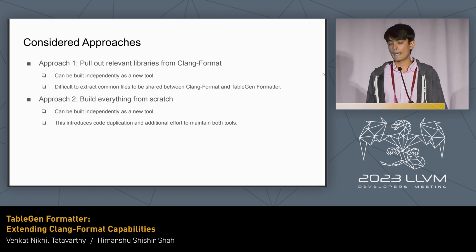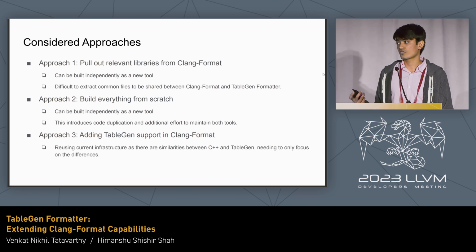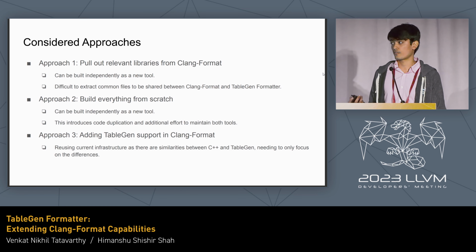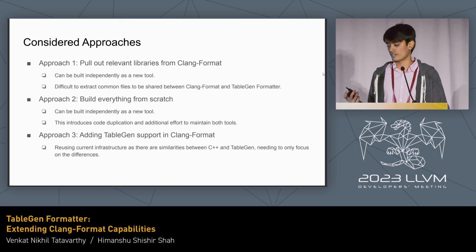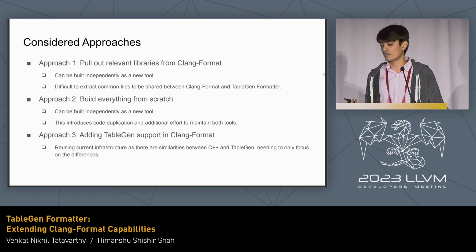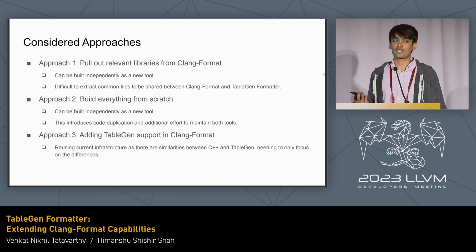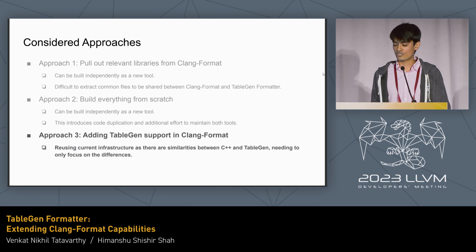duplication. The third approach we thought of was adding TableGen support within Clang-Format. Now, the disadvantage here is that TableGen would then be a part of Clang-Format and therefore would be completely dependent on it. But a major advantage here is that we can reuse the existing infrastructure. And as you might have guessed from the title of the presentation, we went ahead with the third approach.